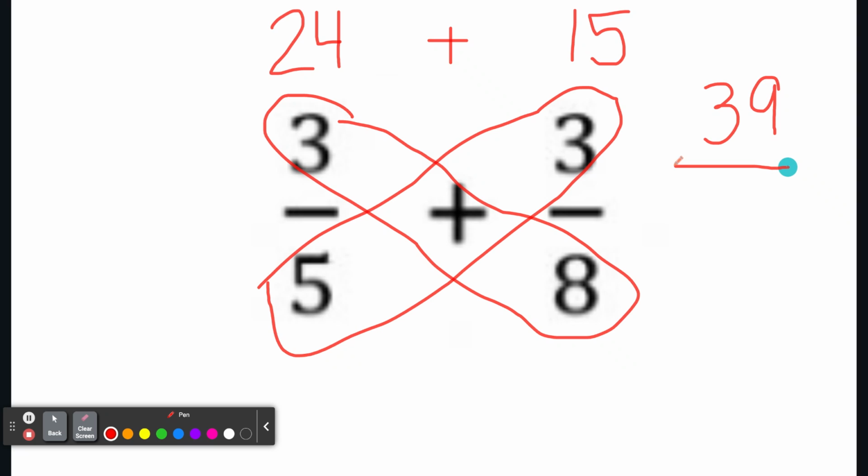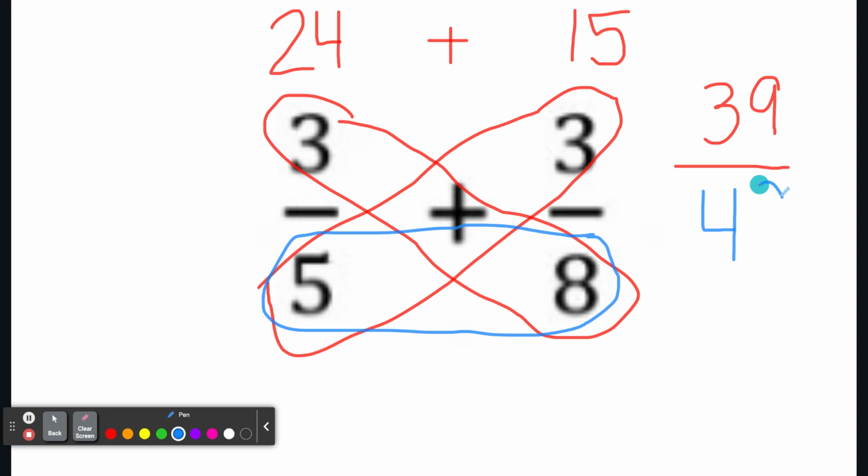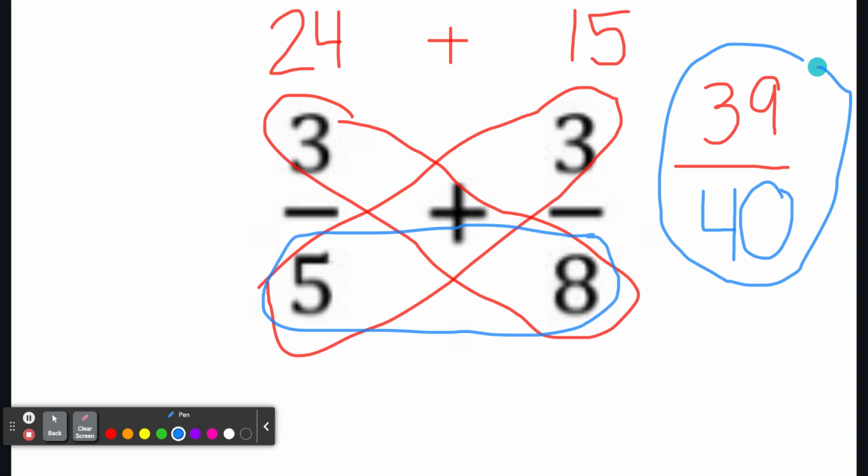Have we finished our problem? Absolutely, we are not finished. We still have to find the denominator of our fraction. In order to do that, we are going to multiply both of our denominators. What is 5 times 8? That's right, 5 times 8 is 40. So the denominator of our fraction is 40. This means that 3/5 plus 3/8 equals 39 over 40.